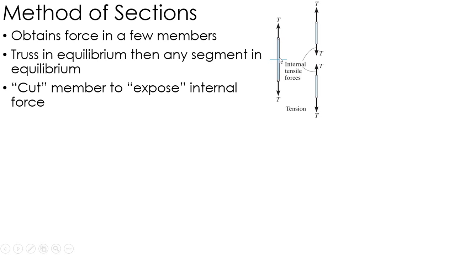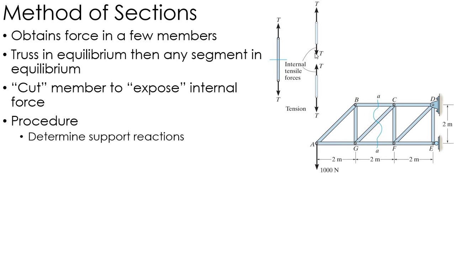If I cut through that member, I can separate it into two separate segments, okay, and to keep that in equilibrium, the tension has to be on both sides, both on the top as well as in the cut. So if these two-force members are in equilibrium and I cut through them, I basically expose, making the internal force external, and then I can apply equilibrium equations.